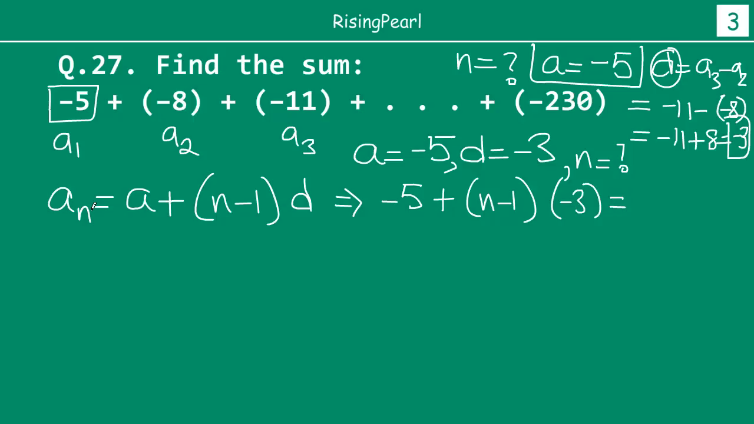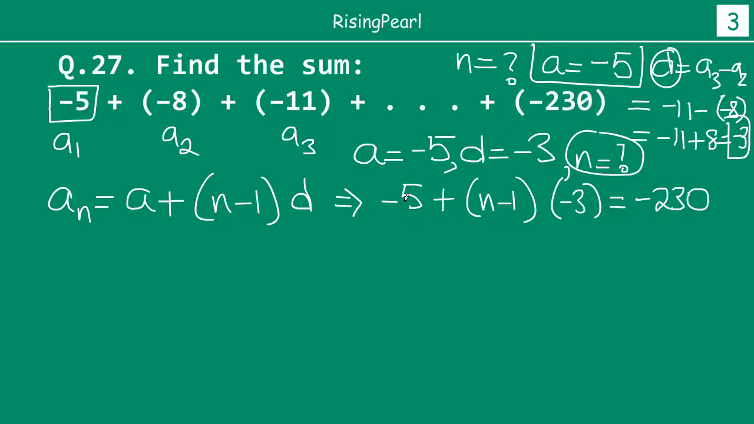So the nth term, if there are total n number of terms, so nth term is the last term, right? Because there are total n number of terms. That's what we are assuming. Let's say there are total n number of terms. Then nth term is an. But that value is given as minus 230. So we are going to say this is minus 230, right?